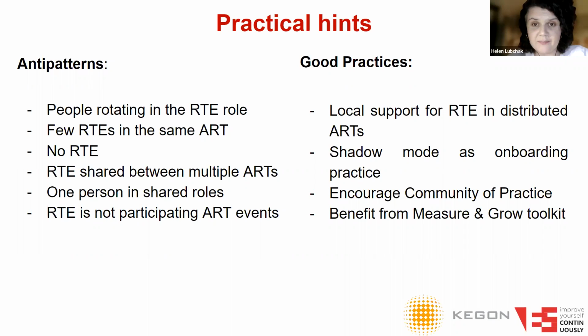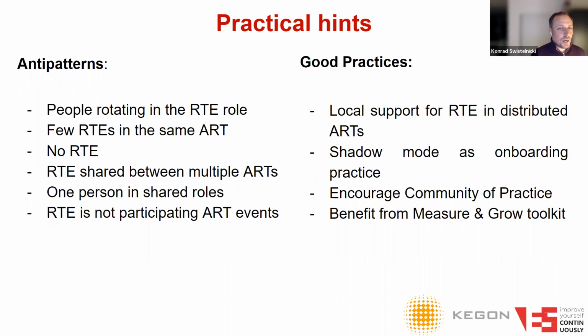So, good practices. Of course, it's local support for RTE in distributed ARTs. We just discussed that there is no sense to keep a few RTEs in one ART. However, the local support may be a Scrum Master who is just helping in different locations. For example, you have two or three or more countries to support, and then you're providing such local support for the RTE in this particular location. It really helps you to conduct PI planning very smoothly and facilitate it very well.